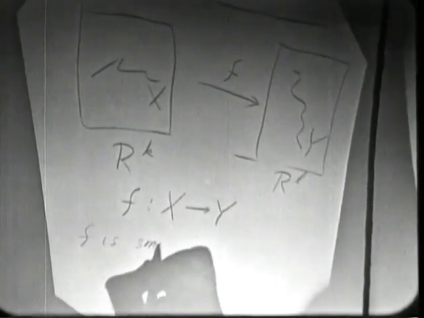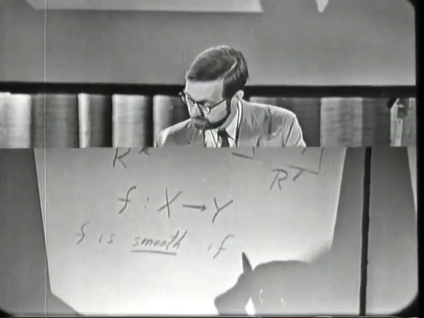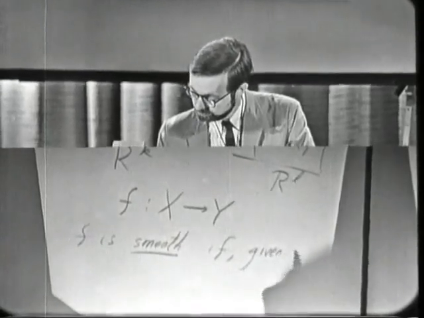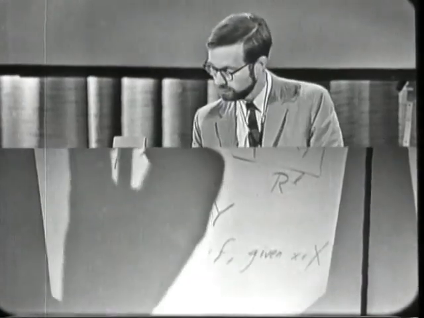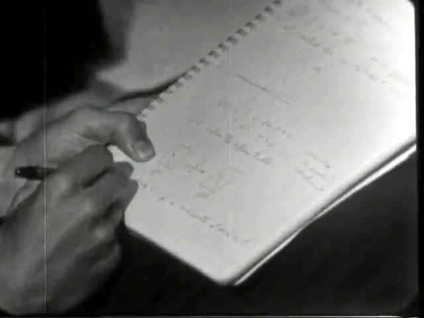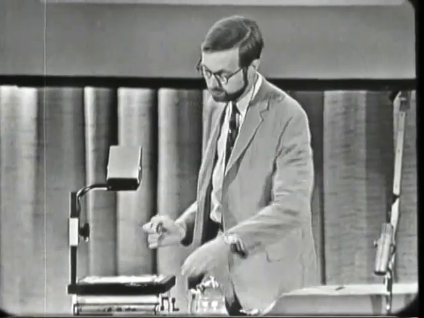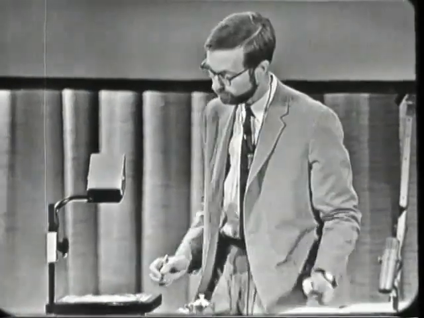I'll write it this way. f is a function from X to Y. What does it mean for f to be smooth? Well, by definition, f is smooth if locally it can be extended to a smooth mapping. So f is smooth if the following is true. Given a point x in X, we can find a neighborhood of x, say a little ball around x in the Euclidean space, and a smooth mapping from this neighborhood to Rl, which is compatible where both are defined.